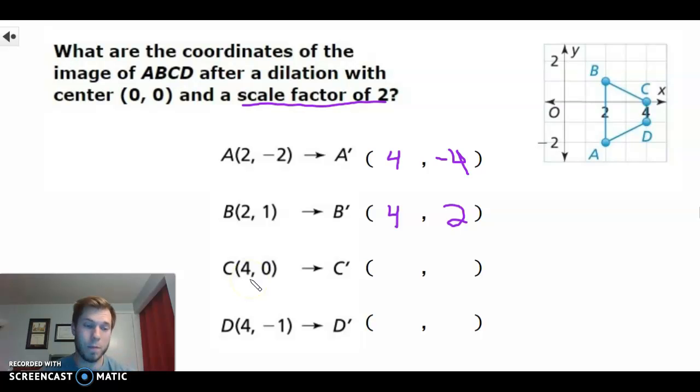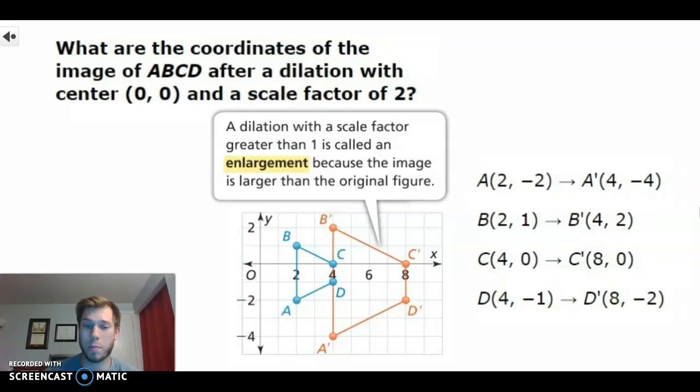Going down to C and C prime, 4 multiplied by 2 is going to get us 8, and 0 multiplied by 2 gets us 0. Okay, then looking at D and D prime, 4 multiplied by 2, as we said before, is 8, and negative 1 multiplied by 2 is negative 2. So these are the ordered pairs that you should have gotten. Now, if you were to graph this out with those ordered pairs, this is the image of the new trapezoid that you would get, and those are the ordered pairs that we talked about before.